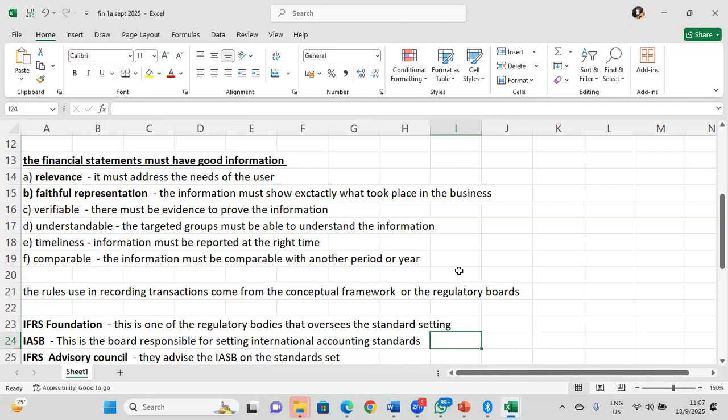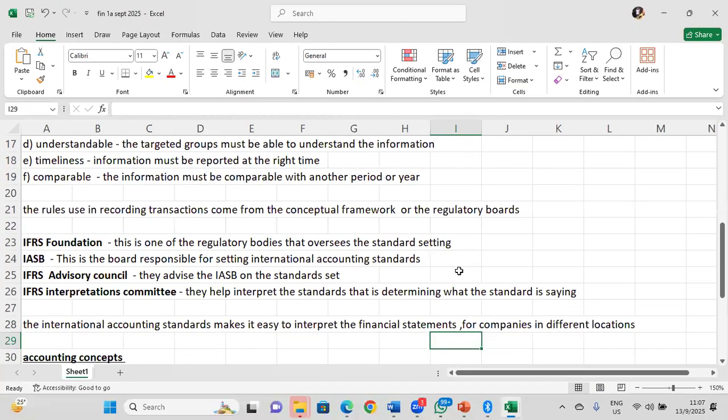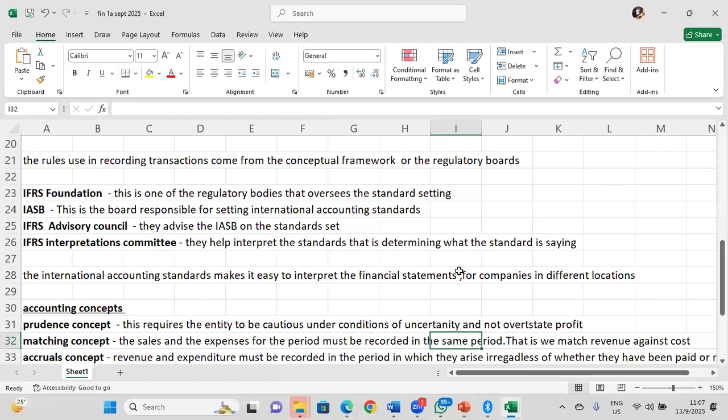Then let's move on. We have the IFRS Foundation. The IFRS Foundation is one of the boards that sets the rules that we follow in recording transactions. It has different branches, and we have the IASB, which we talked about in the last session. IASB is the International Accounting Standards Board. They are responsible for designing the international accounting standards, which different companies use when they are reporting their financial statements.